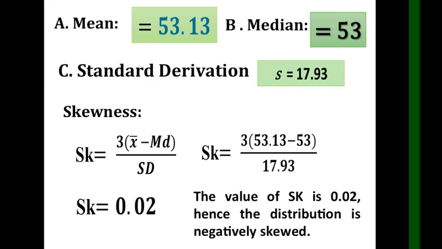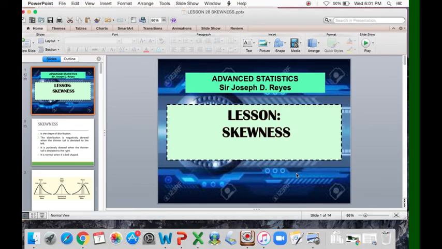Hence, the distribution is negatively skewed. Negatively skewed siya. Okay, kasi it's smaller. Smaller siya, hindi siya pataas, no? So, we have an answer of 0.02 and the distribution is negatively skewed. Okay, so that's all about skewness.